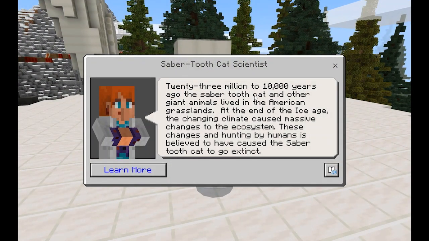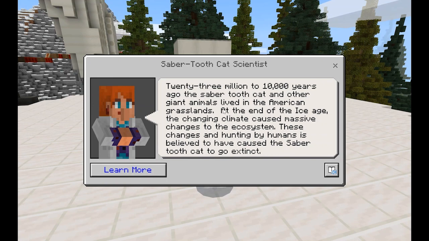23 million to 10,000 years ago, the saber-toothed cat and other giant animals lived in the American grasslands. At the end of the Ice Age, the changing climate caused massive changes to the ecosystem. These changes in hunting by humans is believed to have caused the saber-toothed cat to go extinct.